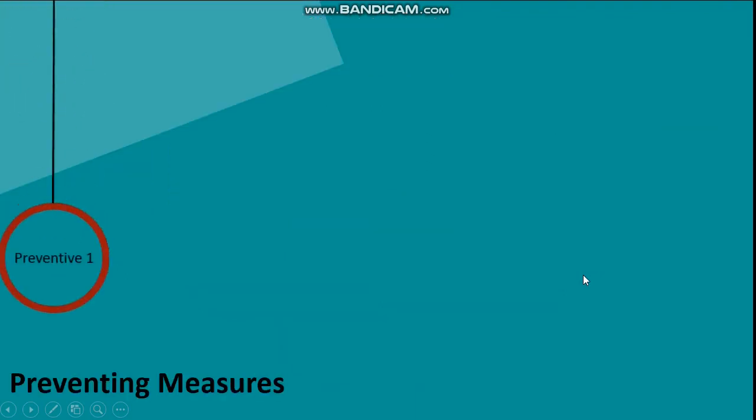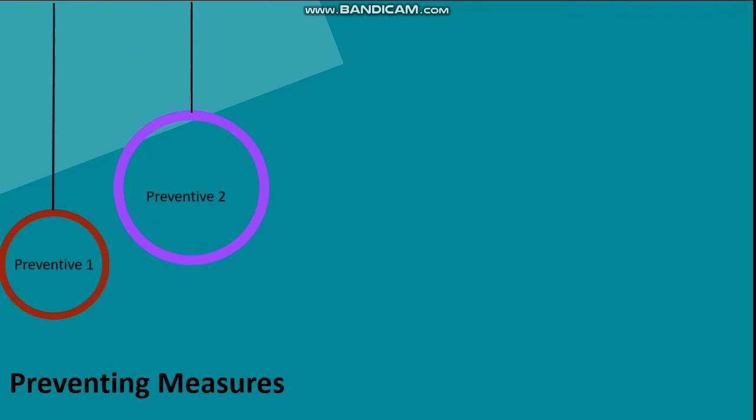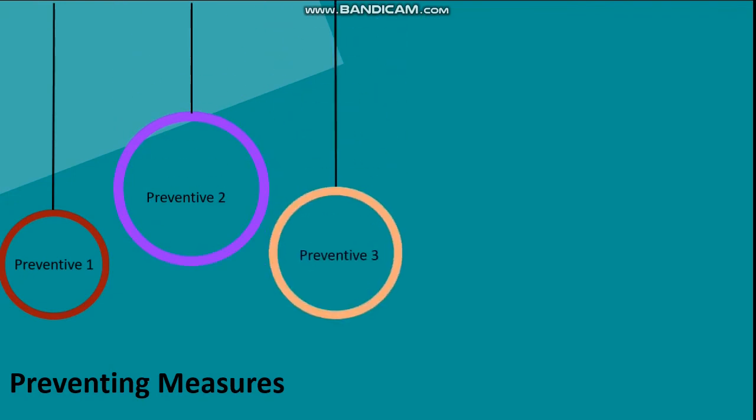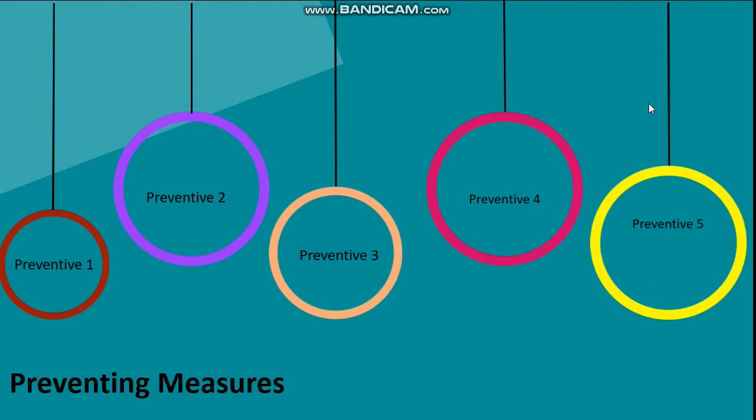In the third, the preventive measures. You can discuss the preventive measures, what kind of preventive measures you can take to avoid or reduce getting the problem, reduce getting the disease, reduce getting that problem or that fraud or something.